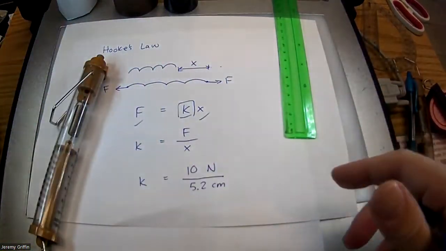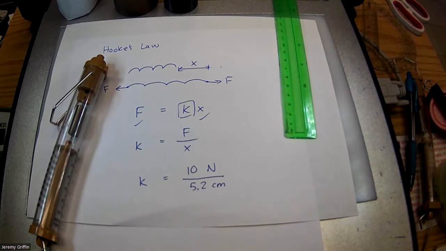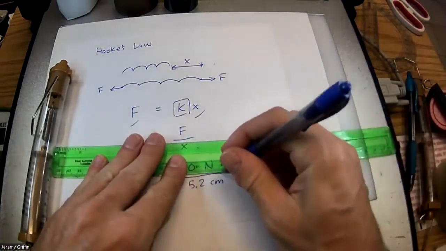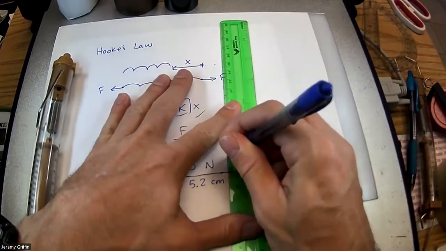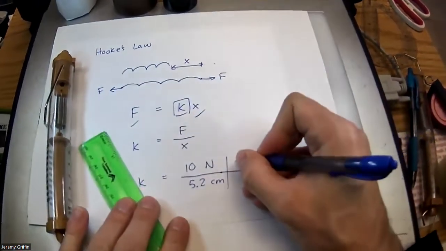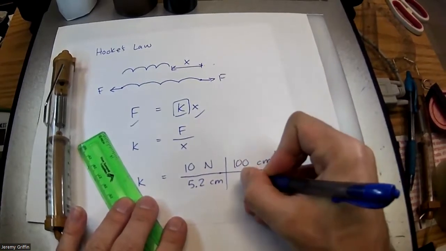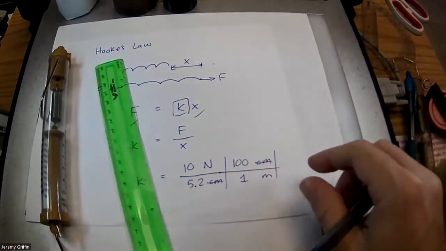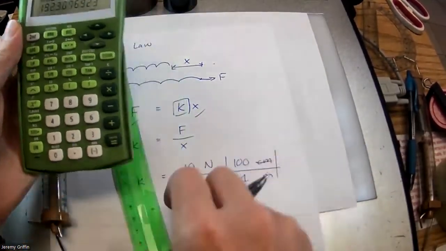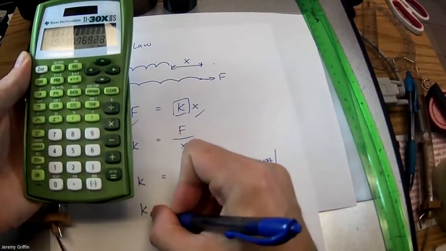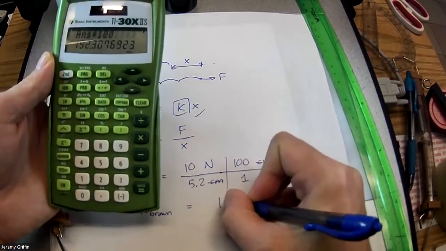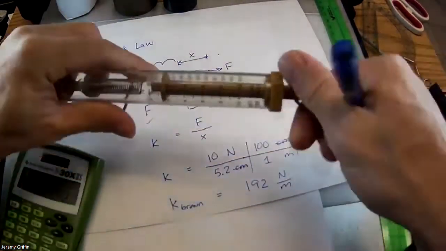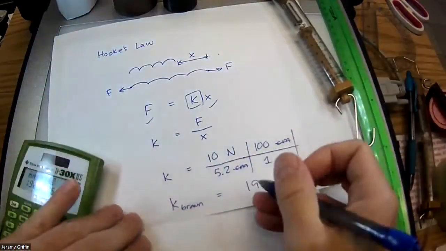I could do that. Now, usually spring constant in this class, you see not newtons per centimeter, but newtons per meter. Can you guys do some dimensional analysis? Maybe I'll throw in some railroad tracks here. You get newtons per meter. I know that there are 100 centimeters per every 1 meter. So multiply this by 100. And I can say the k for the brown scale is 192 newtons per meter. There's the spring constant of this spring scale right here. It's 192 newtons per meter.